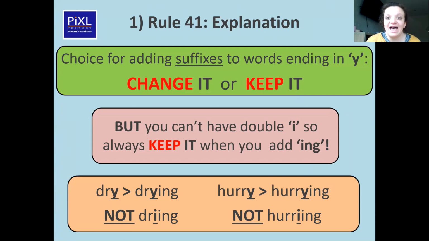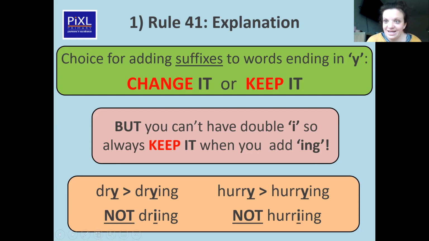So when we have to add a suffix to a word ending in y, we have some choices. We have to change it to an I or keep it as a y. Okay, so there are choices, but you can't have a double I, so you always keep it when you add an ing. So we can't change it to an I because we can't have double I. So dry, we can't drop that y and put another I in there and make it drying. So we have to keep it as dry and then just add the ing.